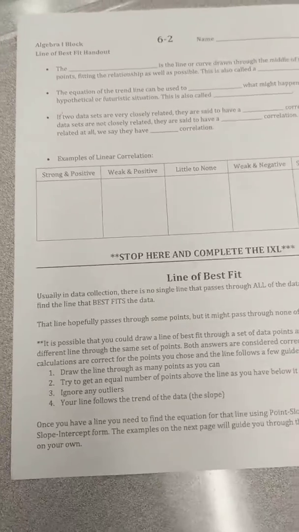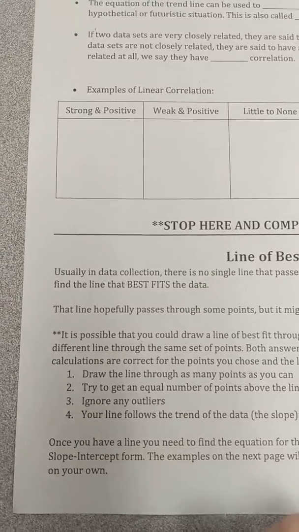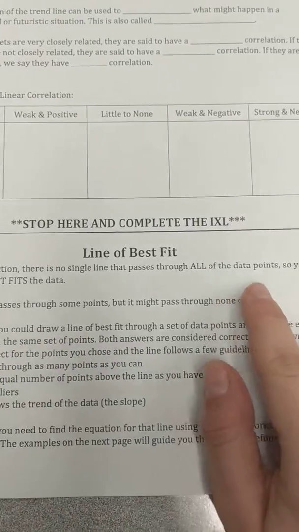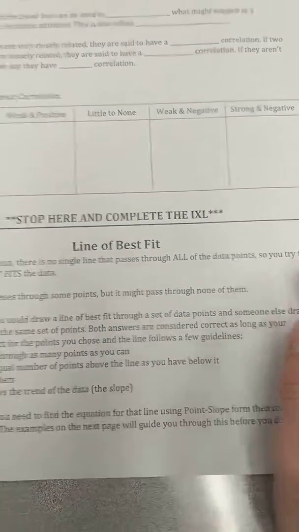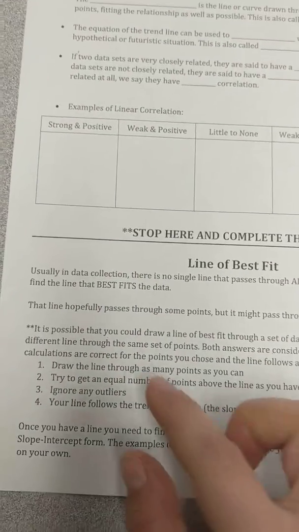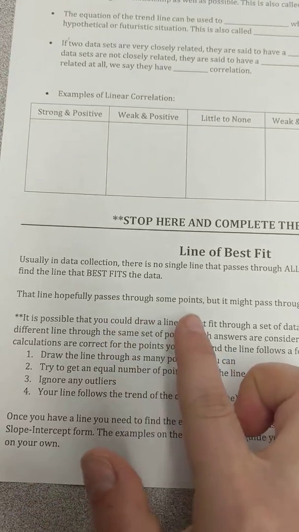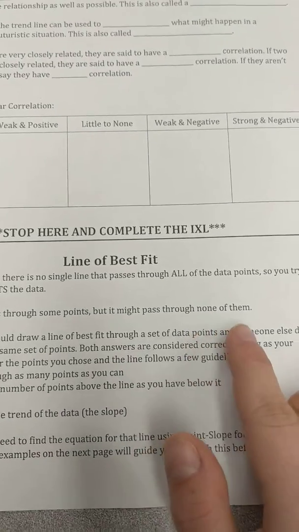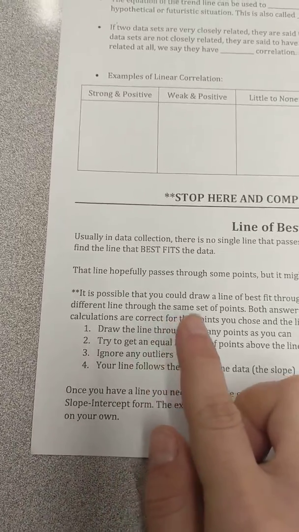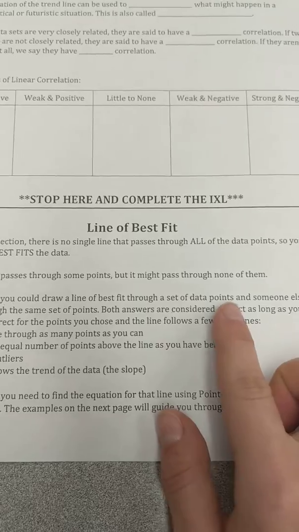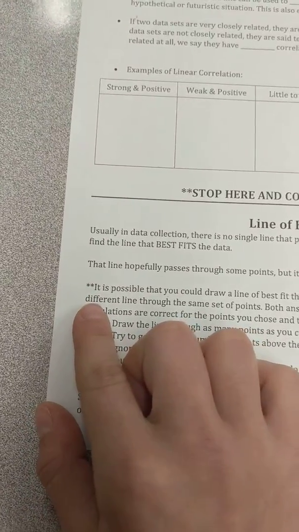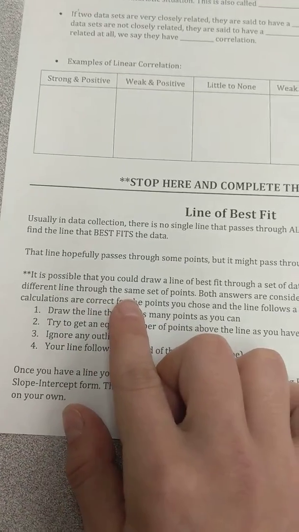So, line of best fit. It says, usually in data collection, there is no single line that passes through all your data points. So you try to find the line that best fits that data. The line hopefully passes through some points, but it might pass through none of them. And that's okay. It is possible that you could draw a line of best fit through a set of data points, and someone else could draw a line that's different through the same set of points.